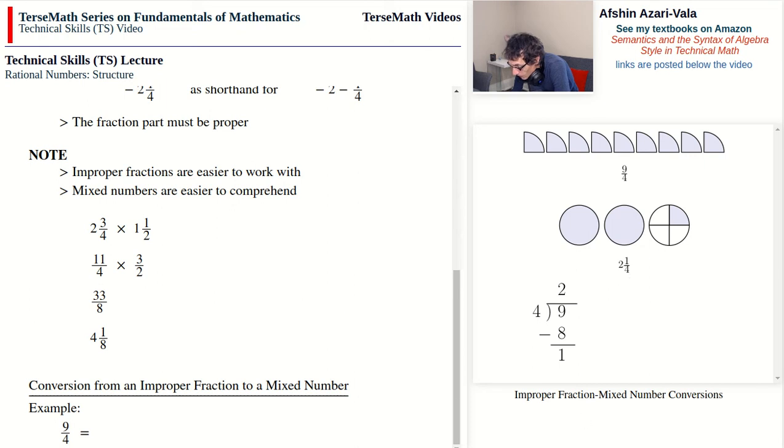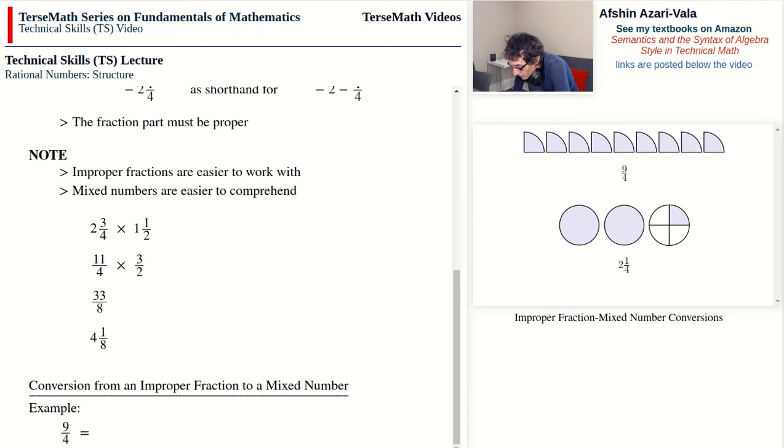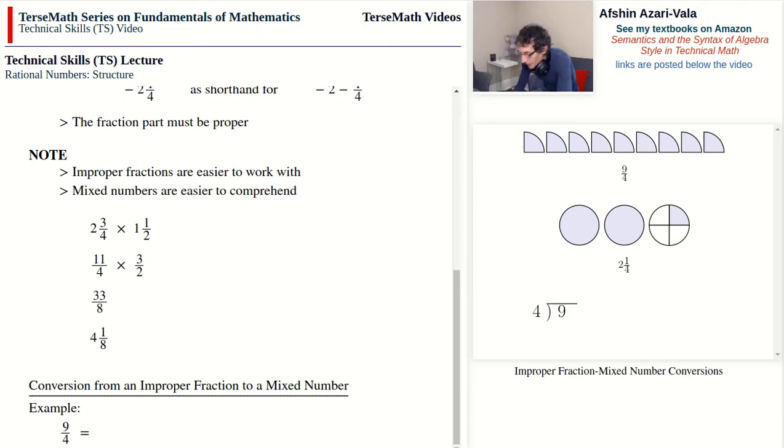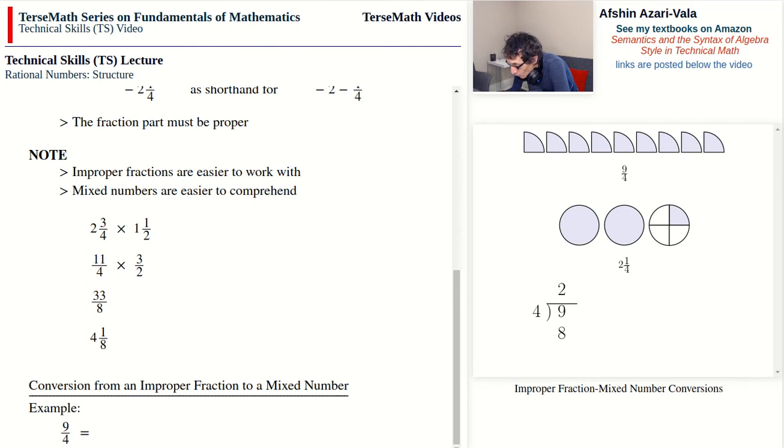Okay, so let's take a look at this again. Okay, so how many 4s fit into 9? Again, the reason we do that is because we want to find out how many groups of 4 fit into 9. Every group of 4 will give us 1 pie. And in this case, we find that there are 2 groups of 4. So we can make 2 whole pies. And 2 groups of 4 translate into 8 quarters. And if we subtract, we'll be left with 1 quarter left. So the answer is 2 and 1 quarter.